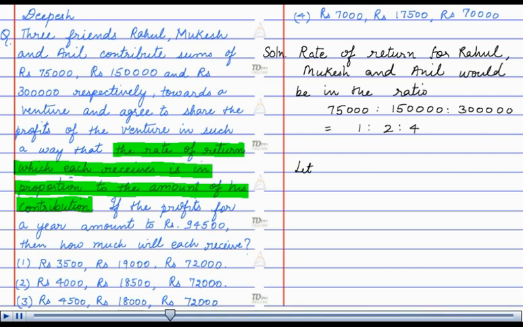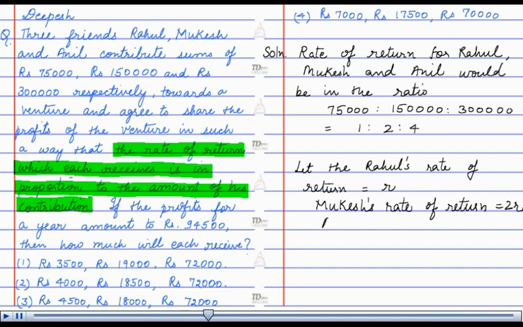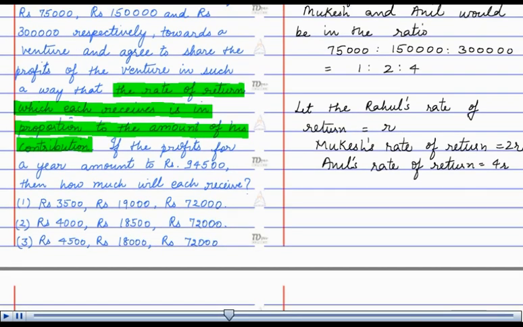Let us assume Rahul's rate of return be R. Then rate of return for Mukesh would be 2R and for Anil would be 4R. Also, this rate of return would be applicable to the amount they have contributed in the venture.